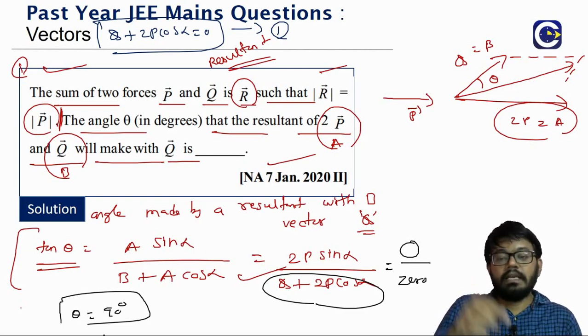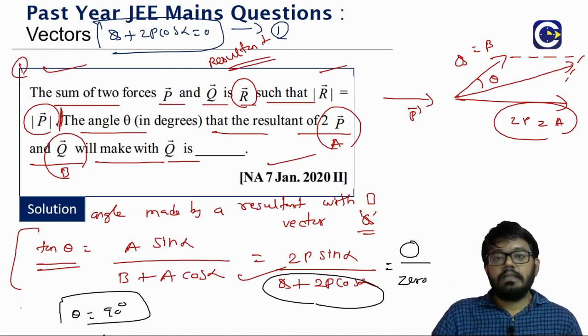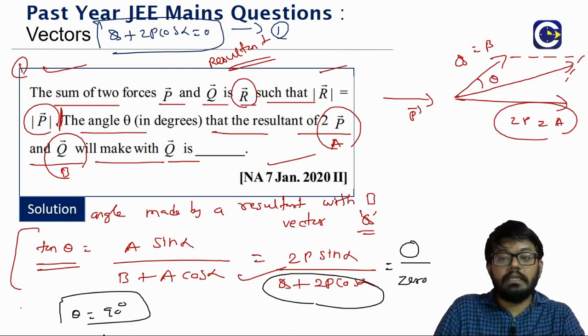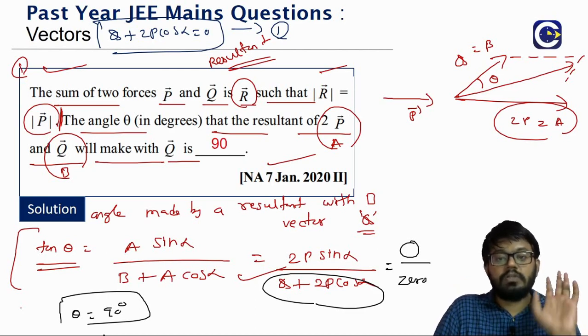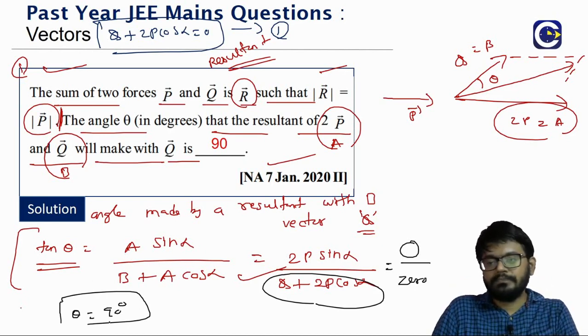Look at what they are asking: the angle theta in degrees that the resultant of 2P and Q will make with Q. It will be 90 in terms of degrees. So this is also a numeric type of question.